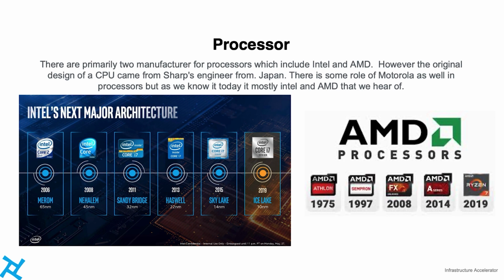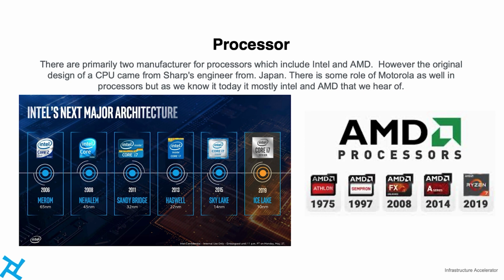Now there are primarily two manufacturers for processors, which are Intel and AMD. However, the original design of a CPU came from engineers from Japan, and there is also some role of Motorola in the processors. But as we know today, mostly it is Intel and AMD that we hear of as processor manufacturers.